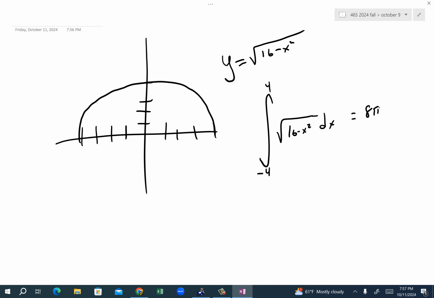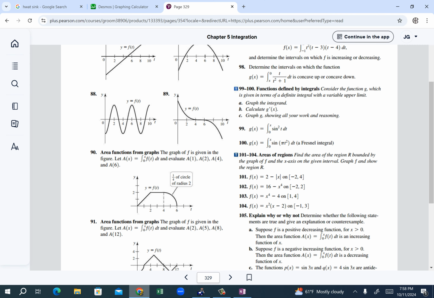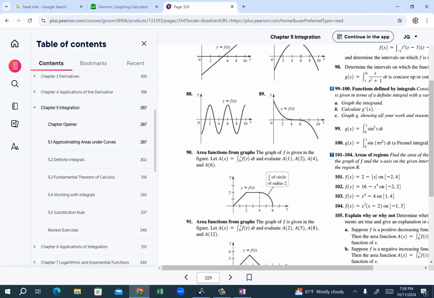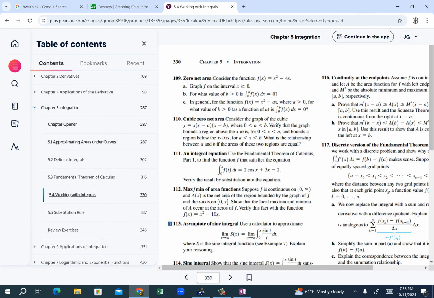I think I mentioned I drew a couple of trapezoids or triangles in class. Those are all easy ones to deal with. This one's a little harder. We know what the answer has to be, we just don't know how to get there yet. And then I want to do a couple from section 5-4, I believe.